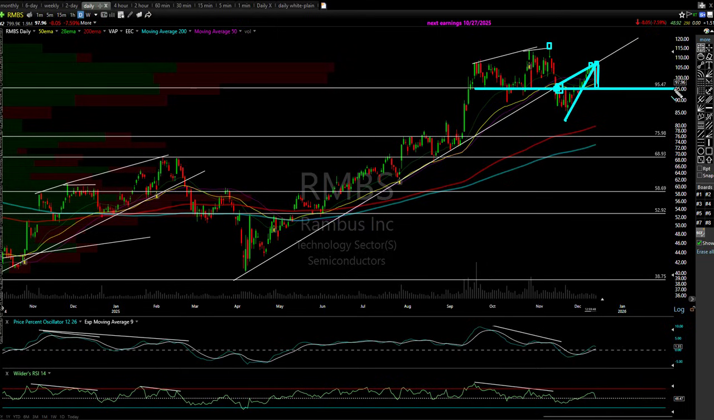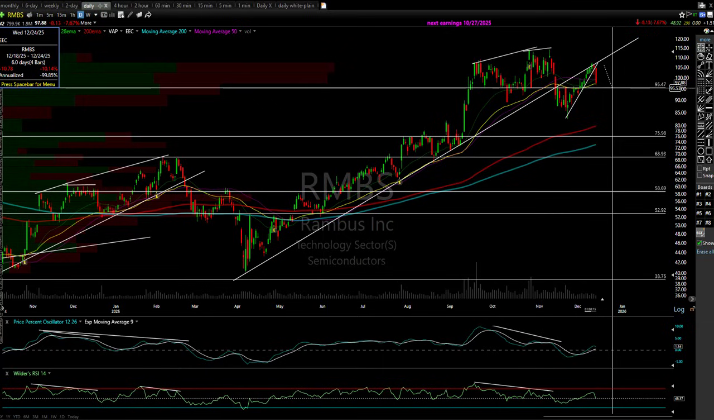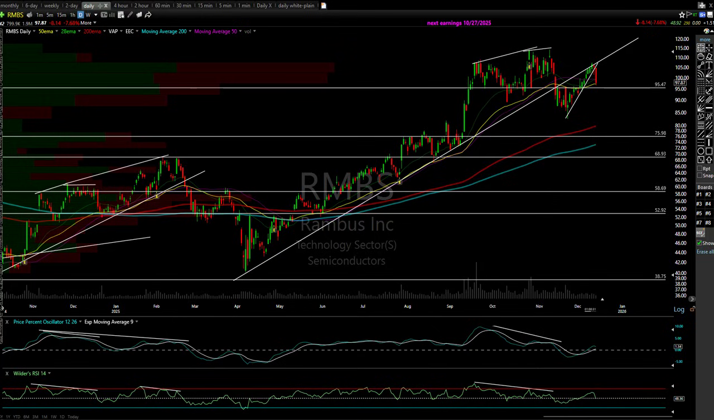Now we're at support. Had you shorted this one on the back test, this is where you'd almost be at the first profit taking point, about a 10% drop. It's got a little more downside, 95.50. Then once that goes, 76, that's going to be about a total of about a 28% drop from the back test.